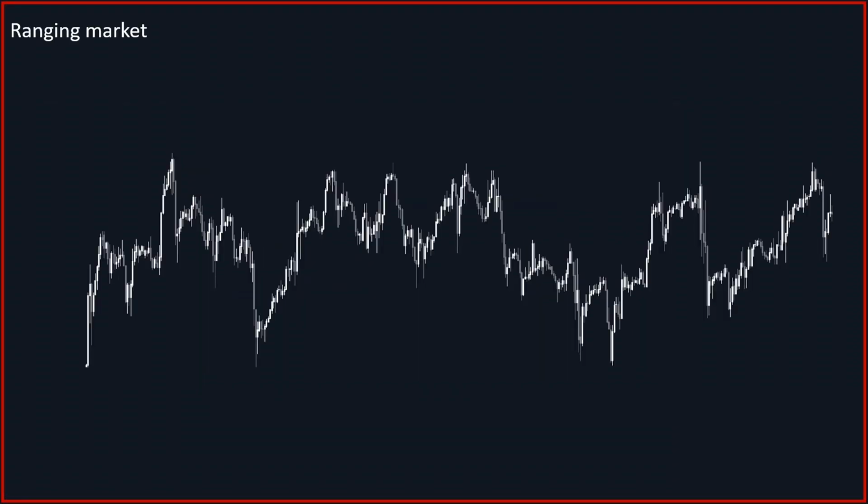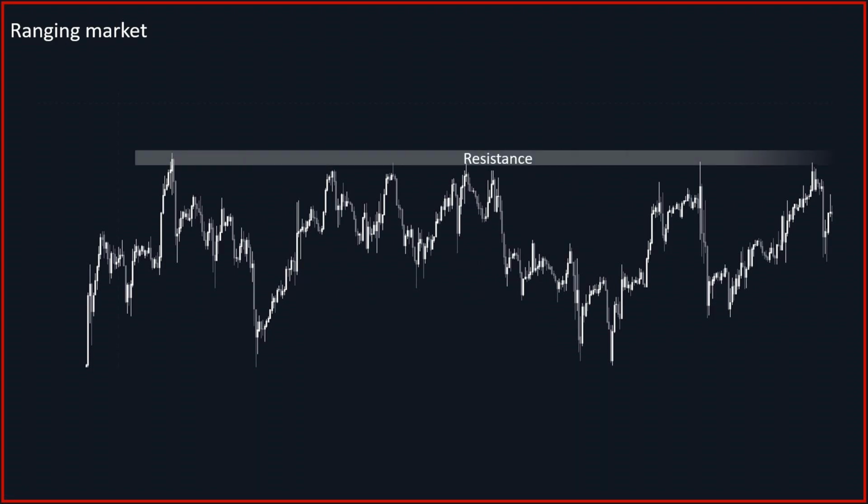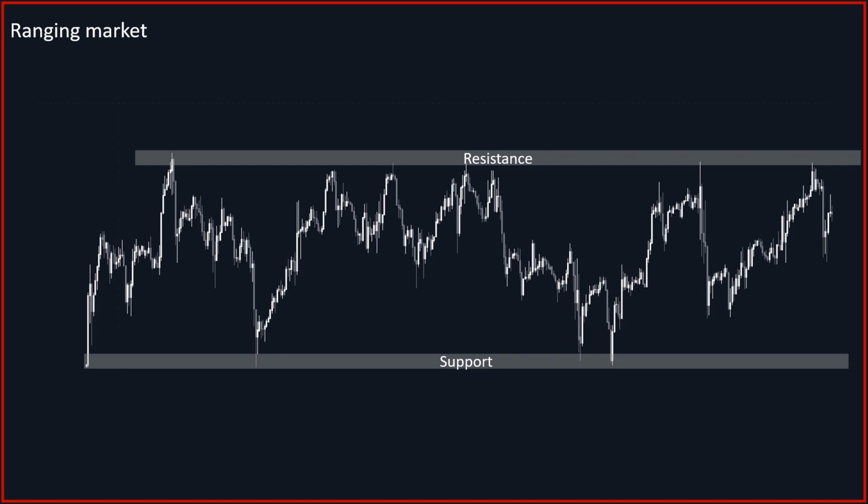Let's talk about something you'll often encounter, a ranging market. As you can see in this picture, the market isn't trending up or down. Instead, it's moving sideways, bouncing between a clear resistance level at the top and a support level at the bottom. In a ranging market, swing highs and swing lows are less directional. They're confined within that range.